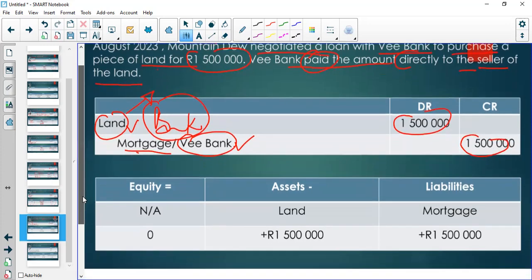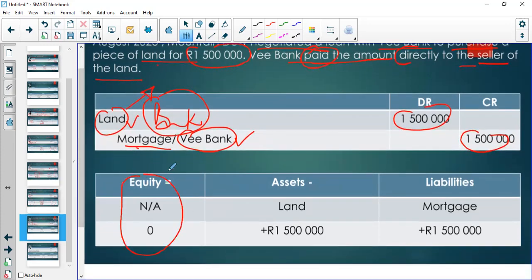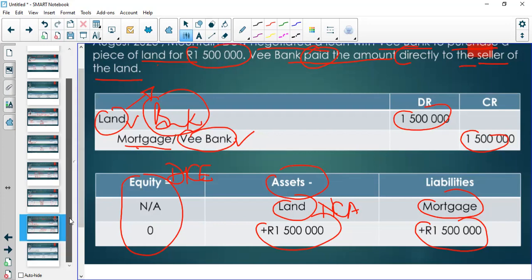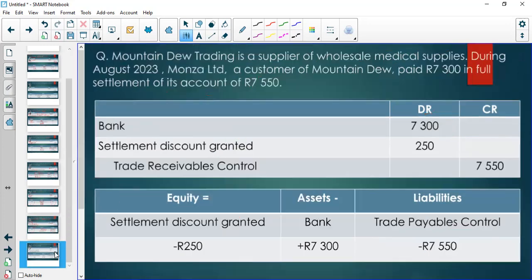And of course, this is going to be very easy. There is no equity because there's no DICE involved. Then we have assets. Land, of course, non-current assets, if you want, has increased by this amount. But of course, our mortgage has also increased by this amount. So if you want, you can do a quick check to see if your basic accounting equation is going to balance. Then we come to the last question.